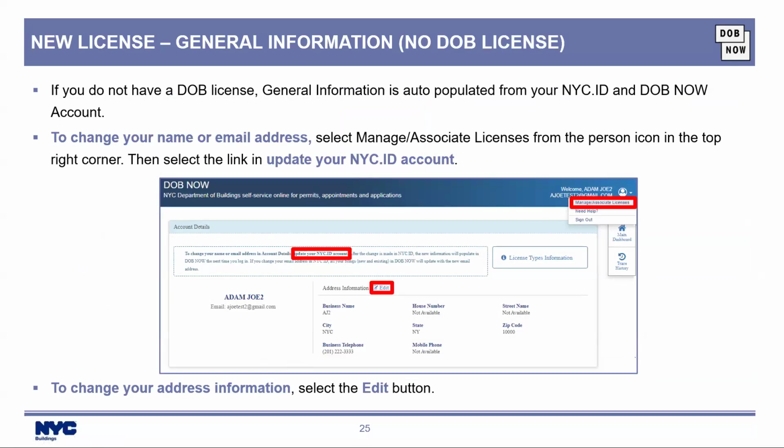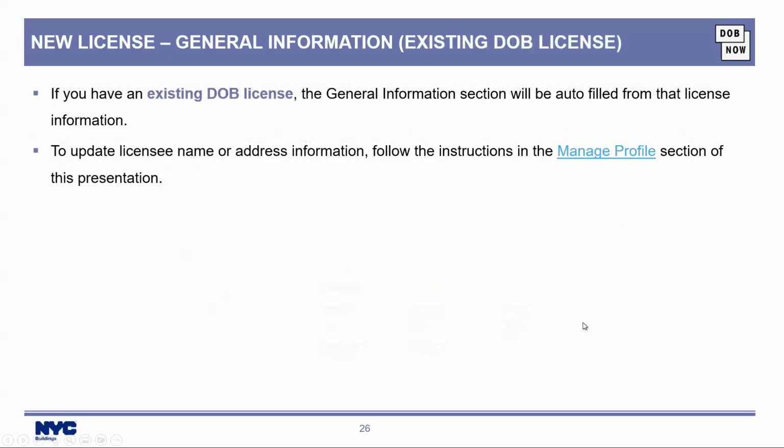Now, what if that information isn't correct? Well, here's how to fix it. If you do not have a DOB license, general information is auto-populated from your NYC ID and DOB Now account. If you need to change your name or email address, you're going to go up to the upper right corner and select Manage/Associate Licenses from this person icon in the top right corner. Then you'll select the link and update your NYC ID account. If you need to update your address, you'll click on the Edit button in the same screen. Now, this is if you do not have a DOB license.